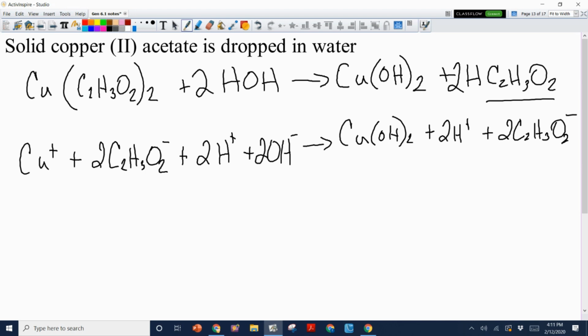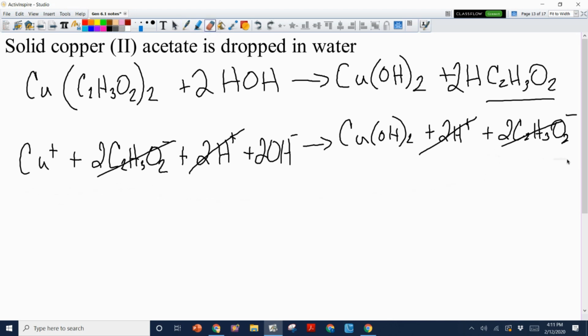Cross out what you can cross out. So we have a copper ion here, but no copper ions on the right. We have 2 acetate ions here and 2 acetate ions here. So these can be crossed out. 2 hydrogen ions here, 2 hydrogen ions here. 2 hydroxides on the left, but no hydroxides on the right that are by themselves. So our net ionic equation is everything that's left over.